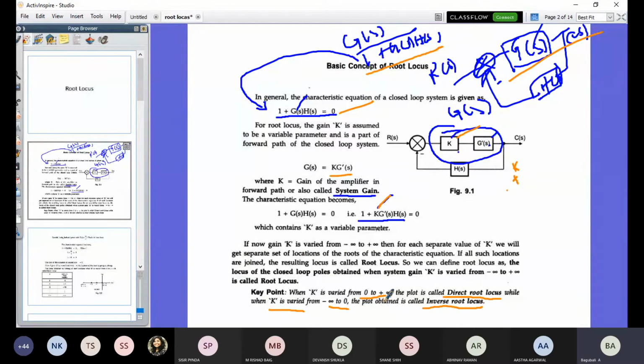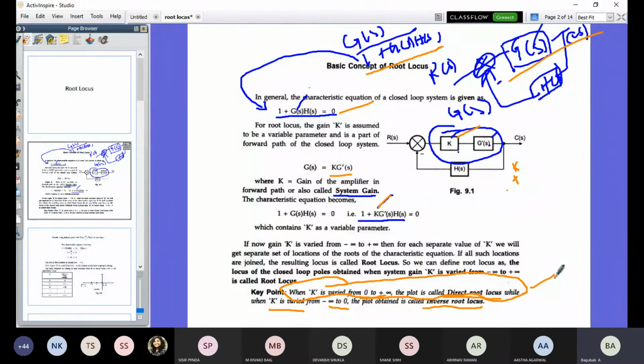But the root locus itself has two different types. One is called the direct root locus, and the next is called the inverse root locus. When we vary the value of k from 0 to infinity, the plot we get is called the direct root locus plot. When k is varied from minus infinity to 0, such a plot is called the inverse root locus plot. So we will concentrate on the first: varying the value of k from 0 to infinity gives the direct root locus plot. We are going to describe this one.